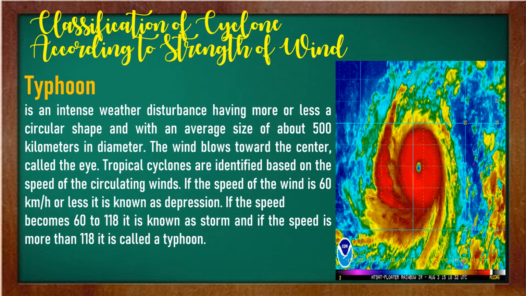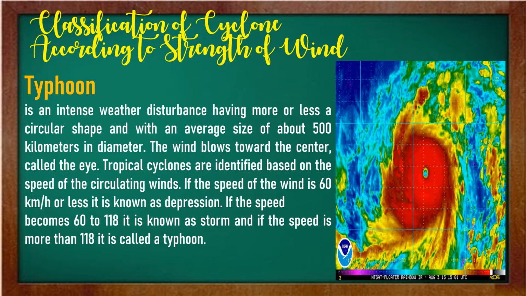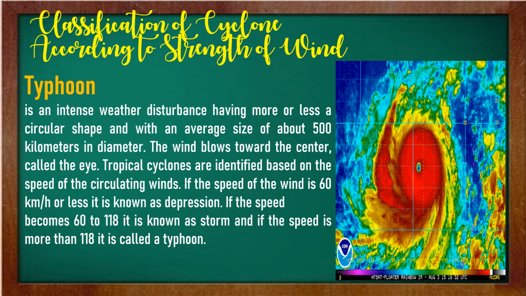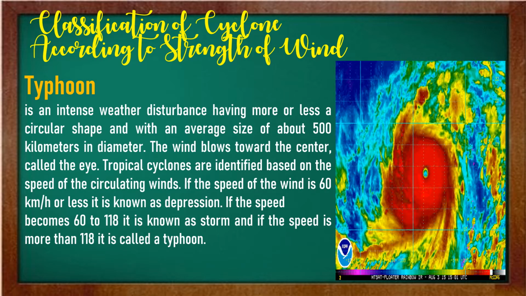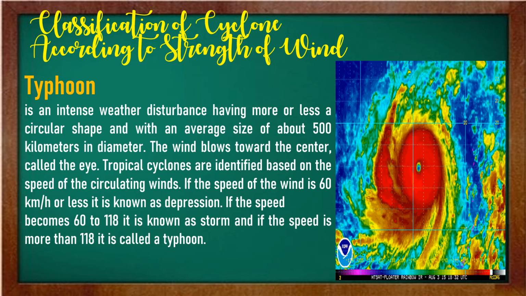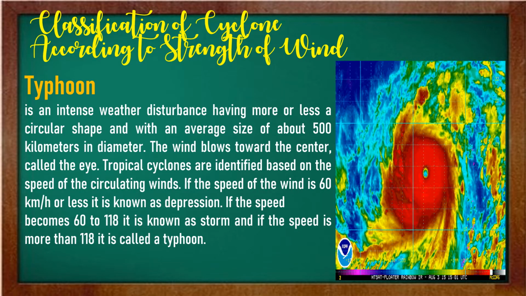We also have the typhoon. It is an intense weather disturbance having more or less a circular shape and with an average size of about 500 kilometers in diameter. The wind blows toward the center called the eye.